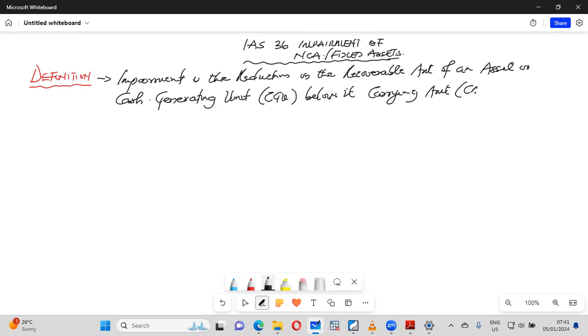So we have CA, carrying amount. Here you have RA, which is what? Recoverable amount. So take note of that. That is what impairment is. When we talk about a cash generating unit, we are talking about the smallest unit of an entity that can generate cash flow on its own.